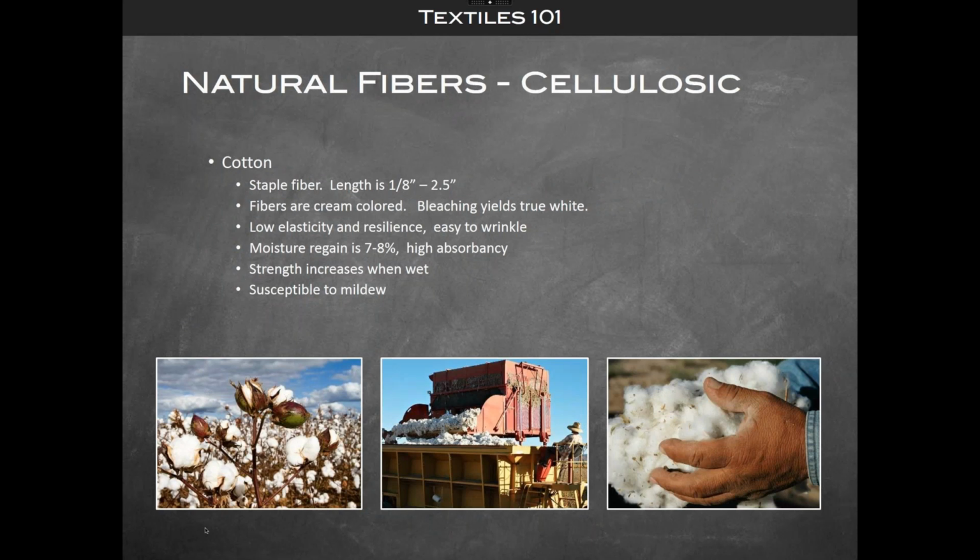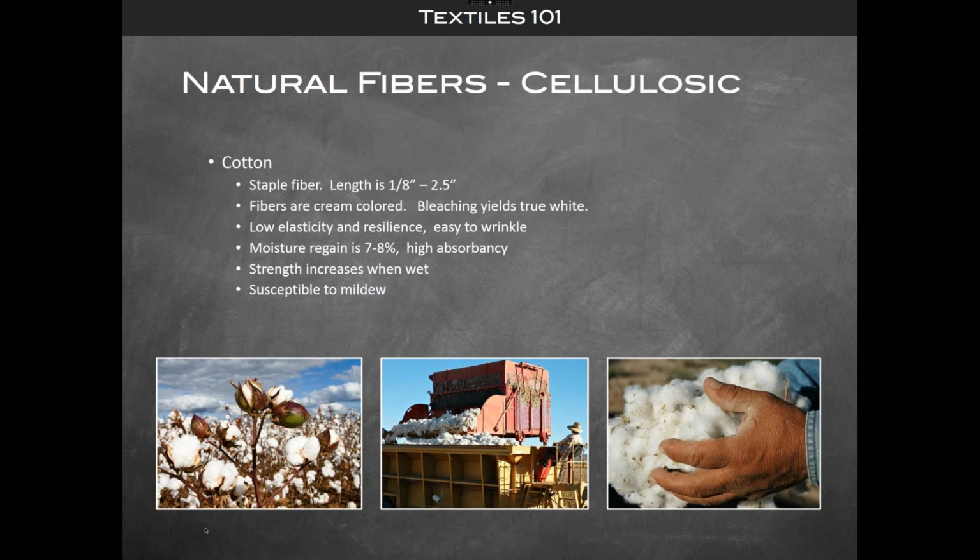For natural fibers, they could be from either plants or animals. So we're going to start with an example of a plant fiber or a cellulosic fiber, and that is cotton. Cotton is grown in a staple fiber. A staple fiber is basically a short or defined fiber length. So this cotton fiber grows in about 1/8 inch up to 2.5 inches.